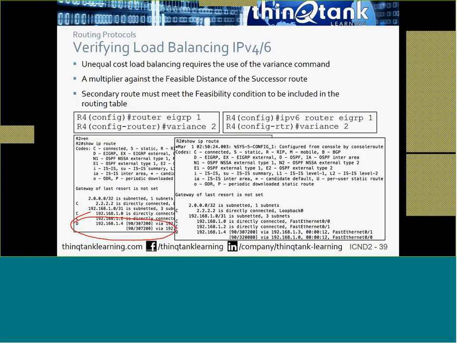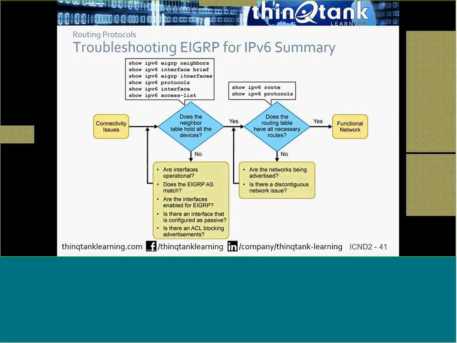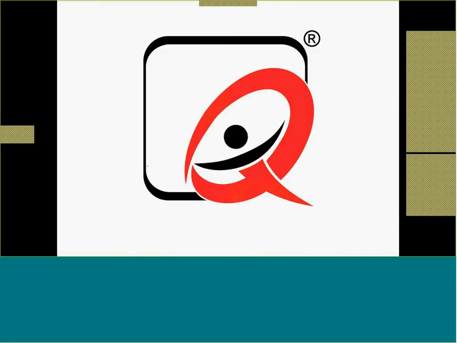All right. So for troubleshooting EIGRP, of course, you want to look at your neighbors first. Show IP interface brief. We know what that command does. It allows us to verify the operational state of our interfaces. Show IP protocols, of course, and so on. And in IPv6, we do the same thing. The only difference is we're looking at IPv6 outputs instead of IPv4 outputs. All right. That concludes EIGRP.